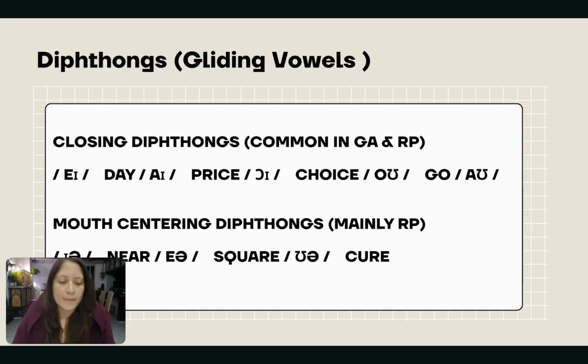We have to notice that back vowels like goose and thought are rounded, while front vowels are generally unrounded except in some varieties. We also have diphthongs, or gliding vowels. We have closing diphthongs and centering diphthongs. Closing diphthongs are face, price, choice, and mouth. Centering diphthongs are like near, square, or cure.